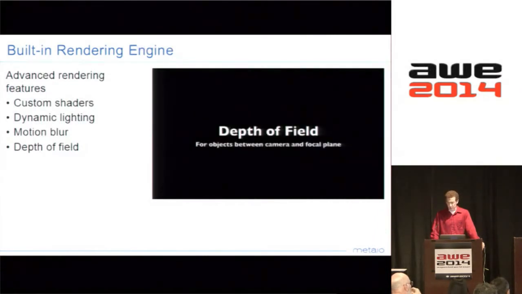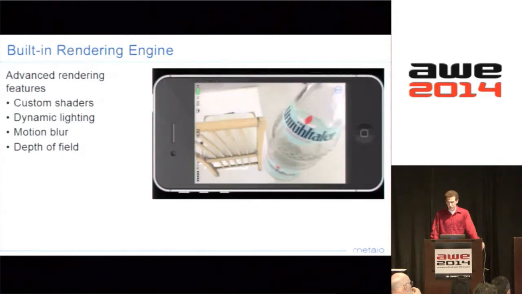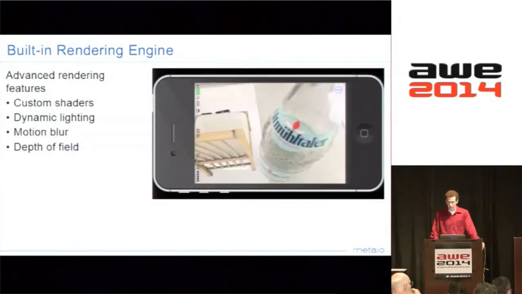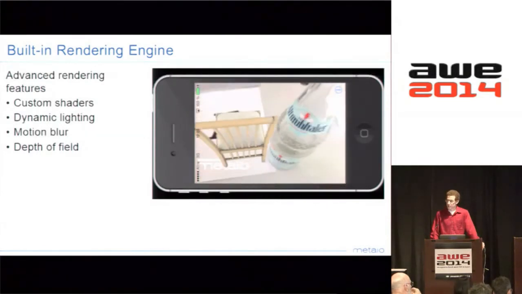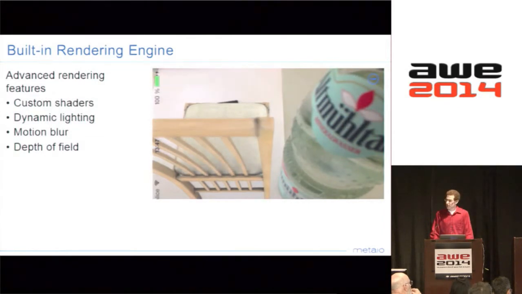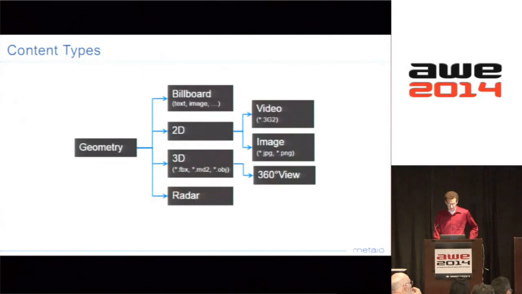Now, with the feature in the SDK of adjusting the depth of field, you can see that the 3D model's focus is blurred in the same way as the real object to blend it even more in with reality. So the Metaio SDK provides a lot of these advanced rendering features to make the experience for users even more immersive, including motion blur, and we also support custom shaders so you can create your own advanced features and dynamic lighting.